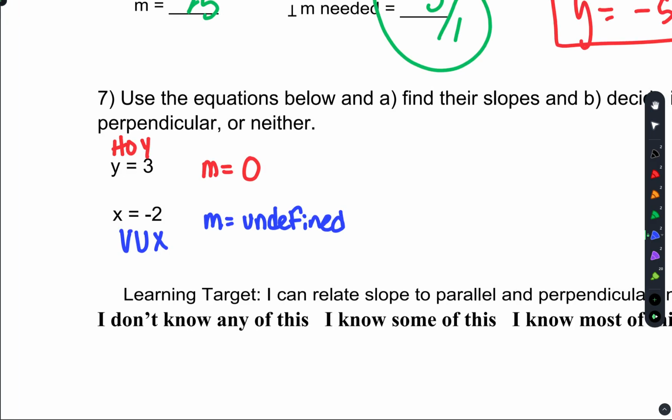So are these parallel, perpendicular, or neither? Can we think about it? If I have a horizontal line going this way, and I have a vertical line going this way, what do they look like? Casper? They are perpendicular. So this is like one of those weird special cases where you're not going to get opposite reciprocals, but we still know that a horizontal line and a vertical line make perpendicular lines. Any questions on that?